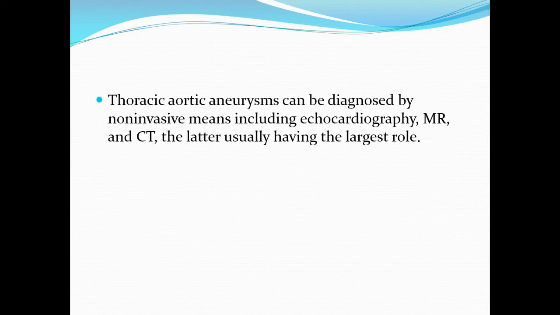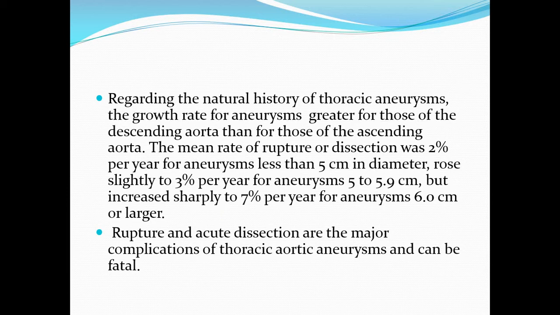So the thoracic aortic aneurysm can be diagnosed by non-invasive means including echo, MR, and CT. The CT usually has the largest role. Regarding the natural history of thoracic aneurysms, the growth rate of the aneurysm is greater for those of the descending aorta than those of the ascending aorta. So the descending aorta grows faster.